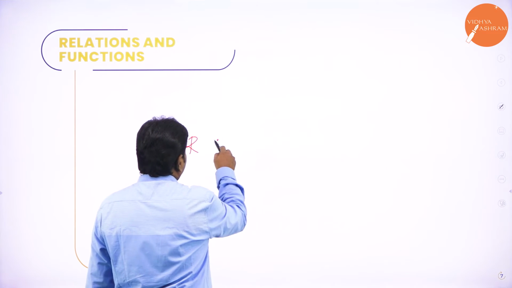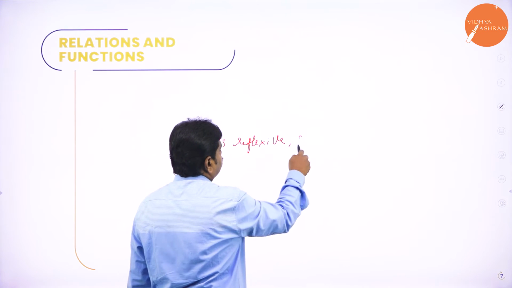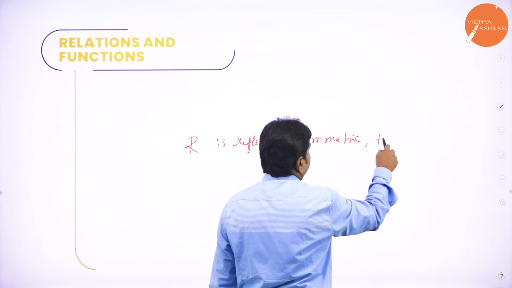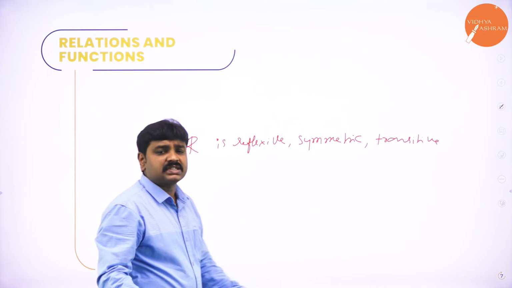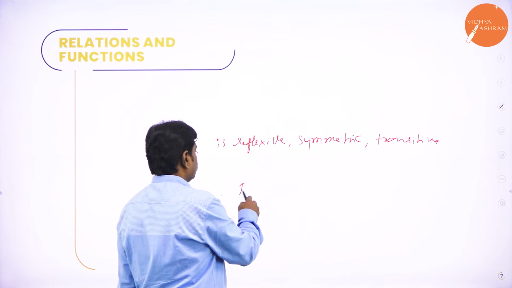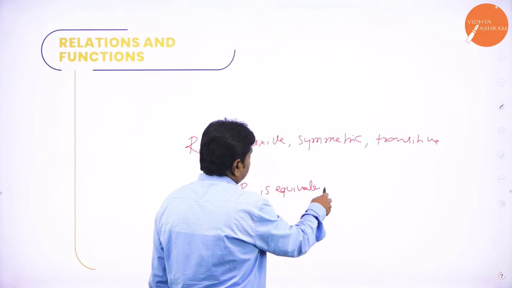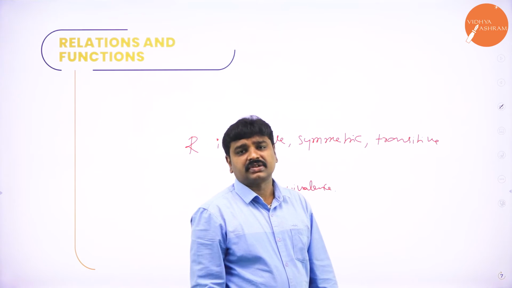R, we got reflexive. Then we proved symmetric. Then we proved transitive. Therefore R is equivalence. R is equivalence. All of you know what an equivalence relation is. The relation is said to be equivalence if it is reflexive, symmetric and transitive.